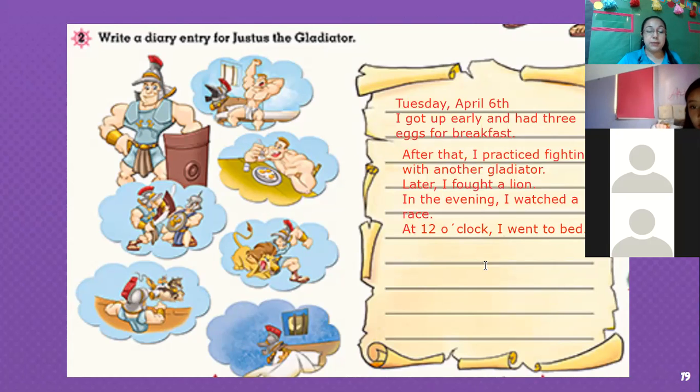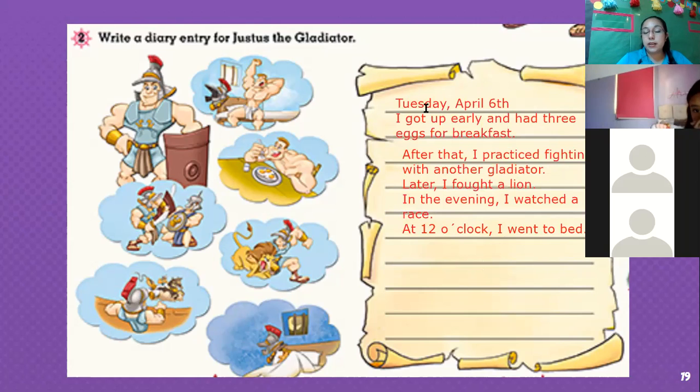After that, let me develop another activity. I practiced fighting with another gladiator. Yes, okay, later I fought a lion. Yes. In the evening, I watched a race. And the last activity that Justus the gladiator developed was went to bed. Okay, at 12 o'clock, I went to bed. Yes, okay. And we have a diary entry here.